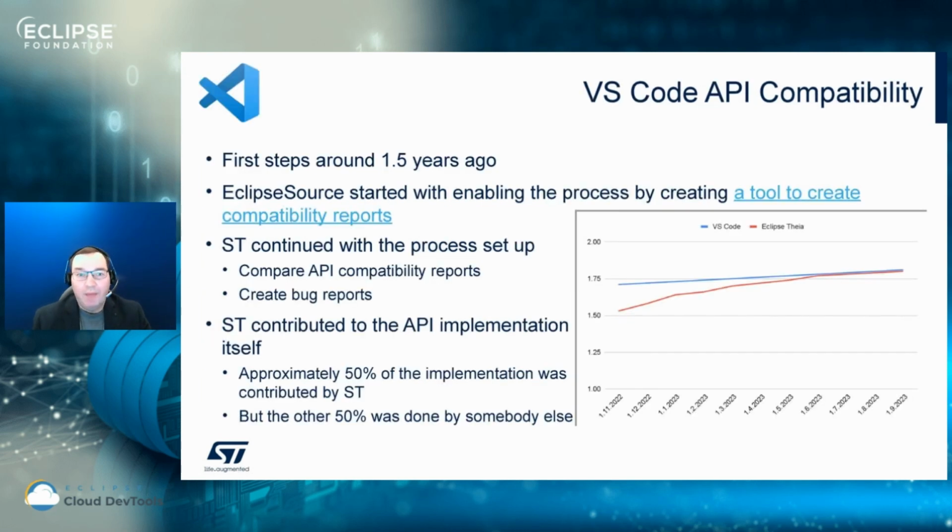So yeah, VS Code API compatibility, it was a nice introduction by Jonas. It started 1.5 years ago, and Eclipse Source did amazing work creating a tool which allows us to see what needs to be addressed, and ST started to contribute by looking at reports, by reporting bugs, and what's important, by fixing bugs. And now we are proud to say that around 50% of the implementation was done by ST, but it was very important that the other 50% was done by other players.